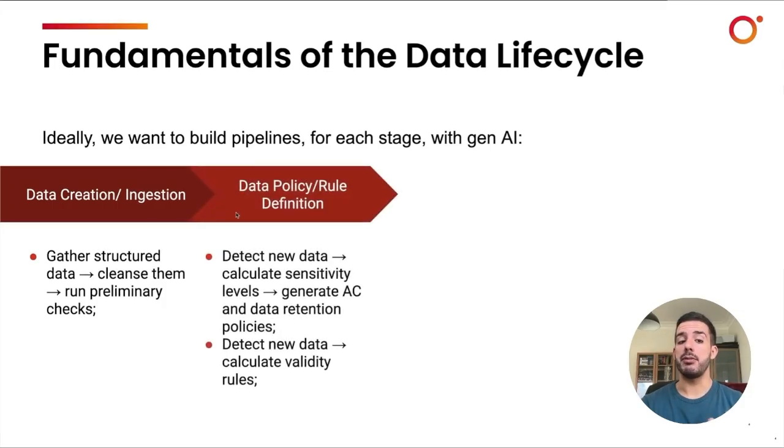Or for example, for defining policies and validity rules, we can have a pipeline such as automatically detecting new data in a repository, automatically calculating the sensitivity levels for those data based on the personally identifiable information contained in them, and automatically generating access control and data retention policies, for example. All of these done automatically with generative AI. Or, for example, a simple pipeline of detecting new data and automatically calculating the data validity rules, right? For example, if you have a price field, then the price cannot be lower than 0, and so on, for every single one of the fields detected.